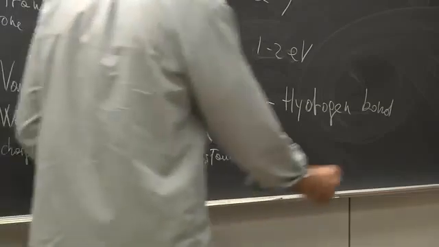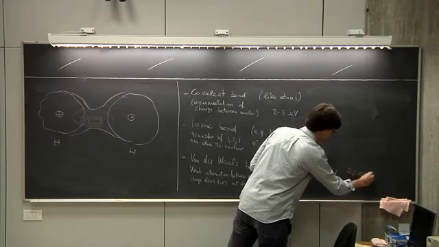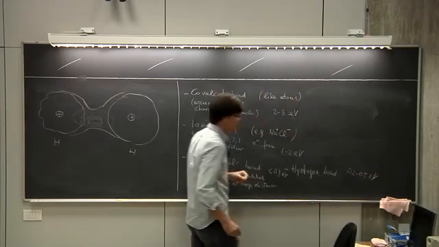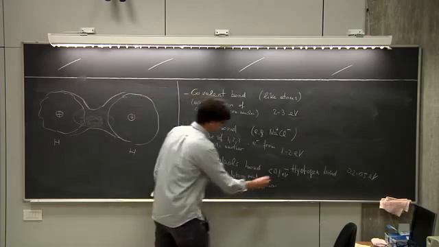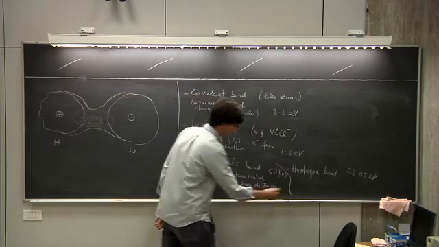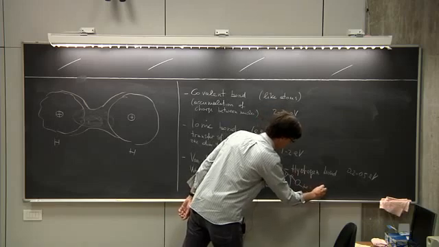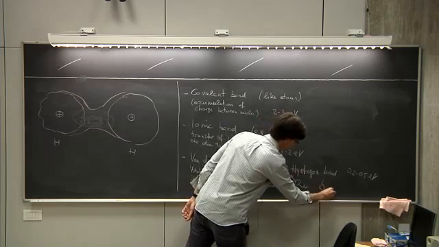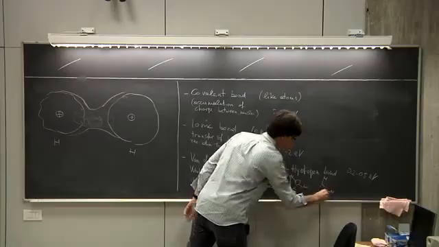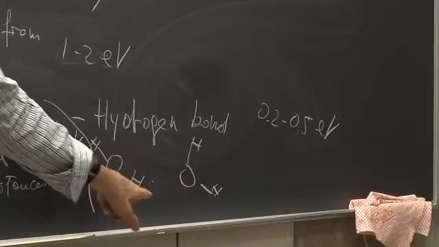The hydrogen bond is a bit stronger. It's about say 2.5 electron volts. And it's a very peculiar kind of bond. The hydrogen bond is the bond that forms when you have oxygen, perhaps in a water molecule, with another oxygen. This is really the most common example of a hydrogen bond.